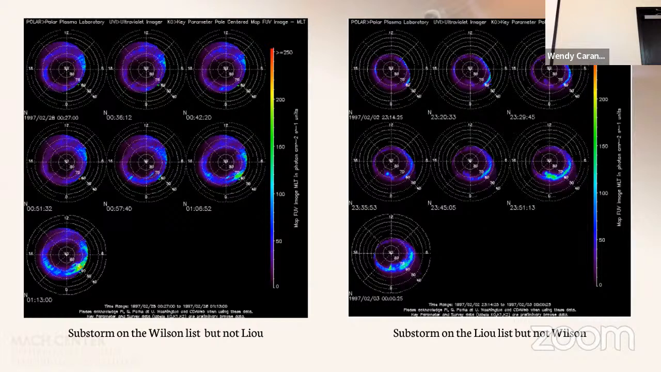That's what drove us to do the superposed epoch analysis on all 5 lists. Because if you don't know which one is best, we'll just have to run the analysis and find out.